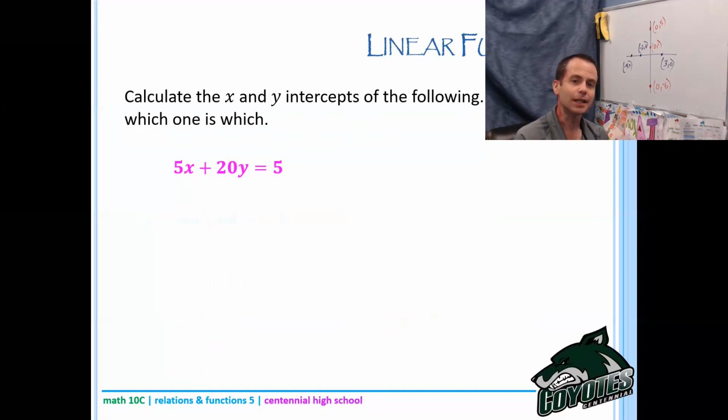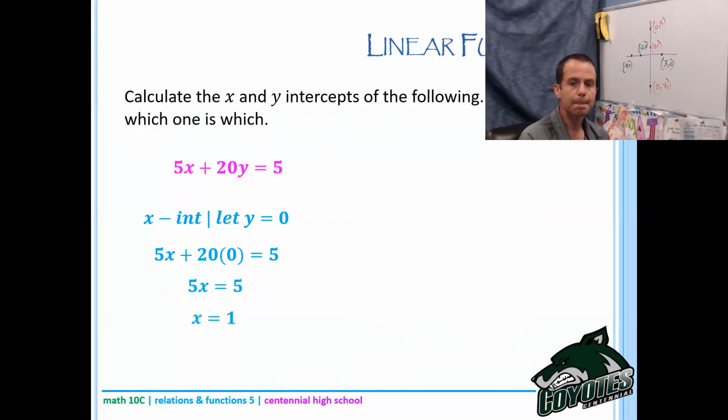So to get the x-intercept, I'm going to let y equal 0. So I'm going to substitute my y as 0. That essentially knocks out 20 times 0 is 0. So I'm left with 5x equals 5. Divide both sides by 5, and I get x equals 1. So the point there is (1, 0).